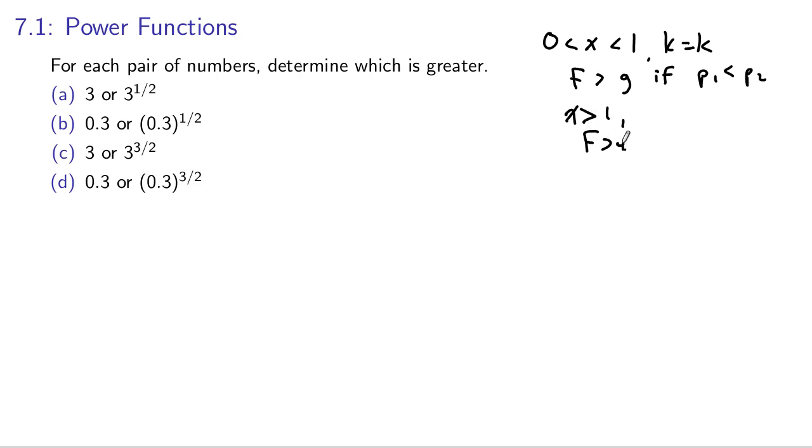F is bigger than G if and only if P1's bigger than P2. Okay, so for 3 and 3 to the 1/2, the bigger will be the one with the bigger power, since 3 is bigger than 1. So the base is bigger than 1. So in this case, the answer is 3. But if we're between 0 and 1, as in 0.3, the answer would be, maybe we'll just underline or square the one that's bigger. The answer will be the one with the smaller power when we're between 1 and 0.